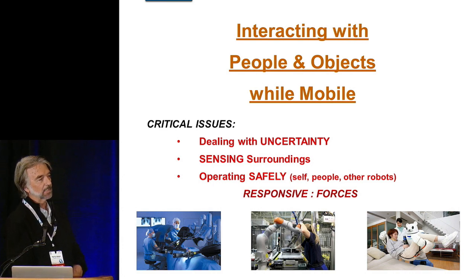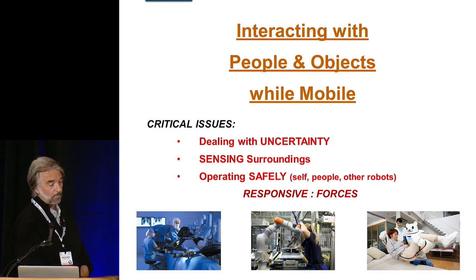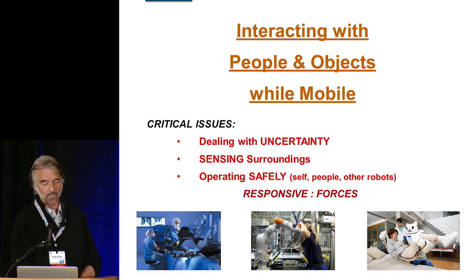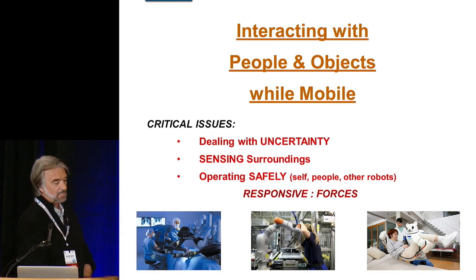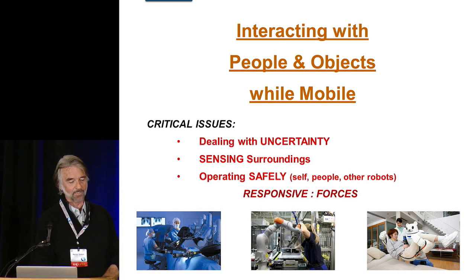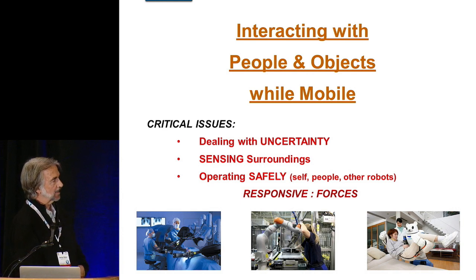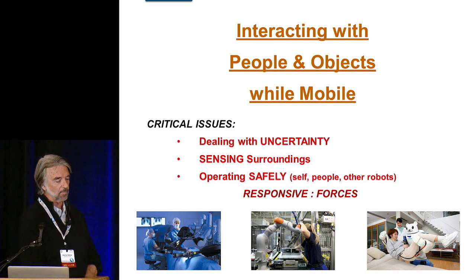If you want to move in an environment that couples people and objects and other robots even, there's a lot of issues to deal with, including dealing with the uncertainty, trying to measure things, trying to make sensing that's reliable, and operating safely in a way that doesn't hurt the people or the other things around it. So what becomes very important is understanding and developing systems that are responsive to the uncertainties, responsive to the environments.